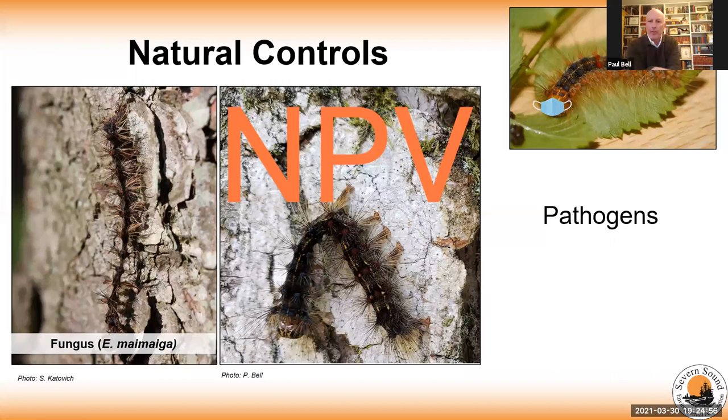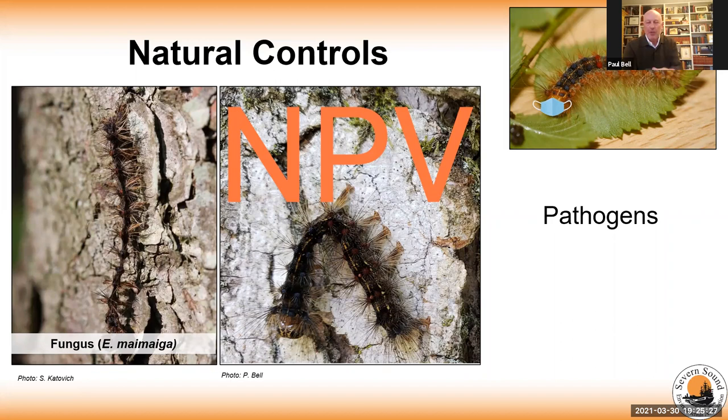If you're curious which ones died from NPV, they form that inverse V shape on the side of the tree and die right there and maintain that pose for the rest of the season. Leave them there if you can, because they're quite infectious. They're full of virus particles, and any caterpillar that comes near that, they're not too keen on social distancing, they'll pick up that virus and spread it to others.